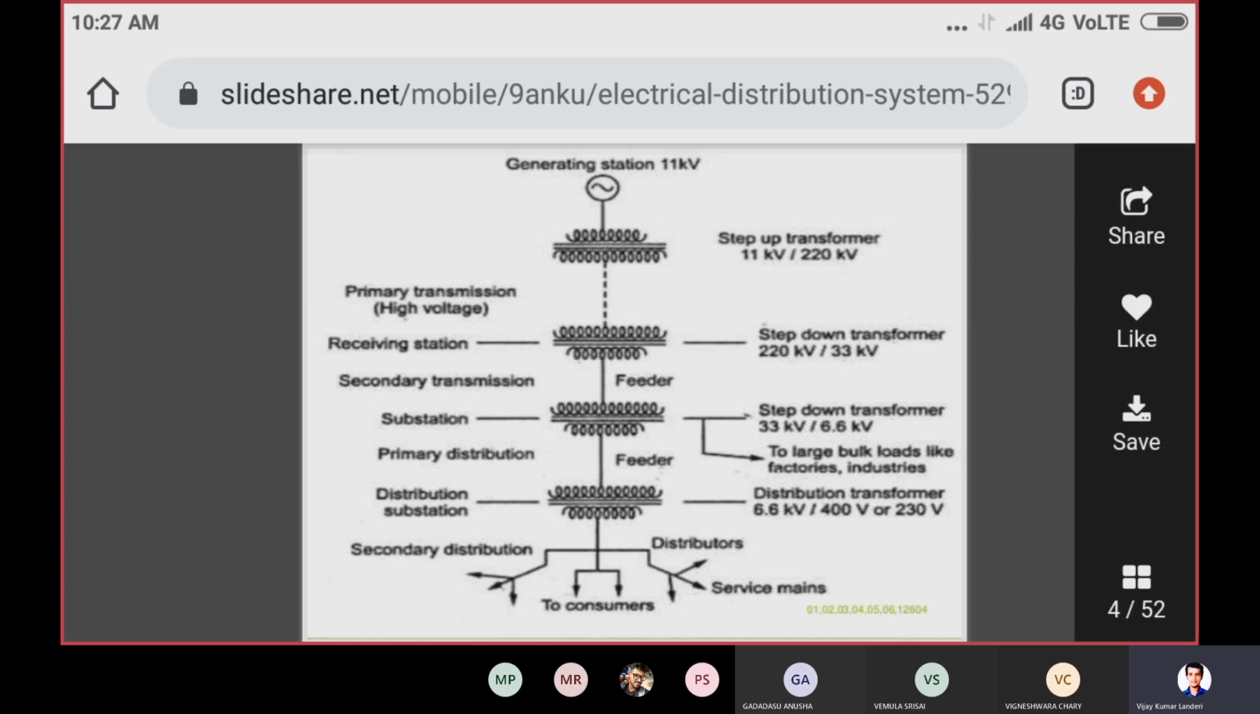Is everybody clear with the diagram layouts? Yes, sir. Understood now? Yes, sir. Any doubts so far? No, sir. Right.